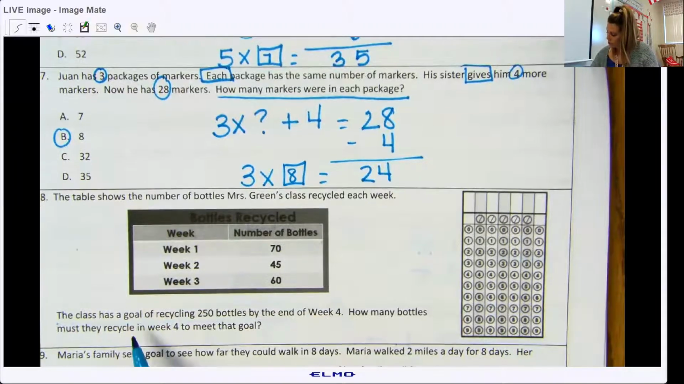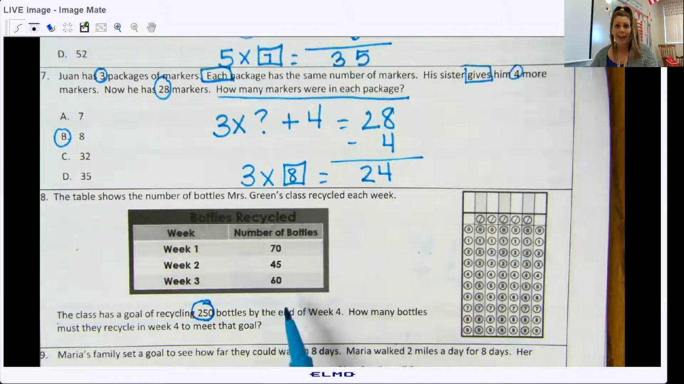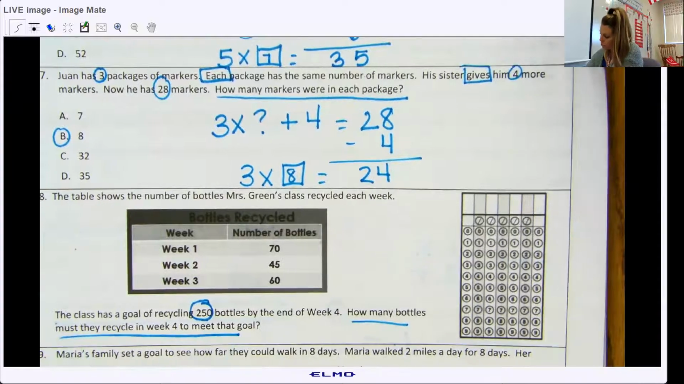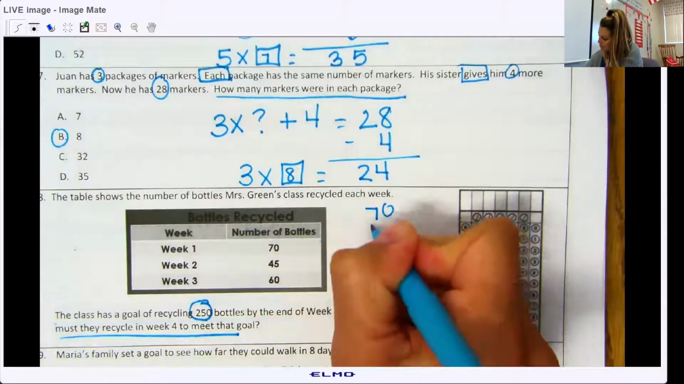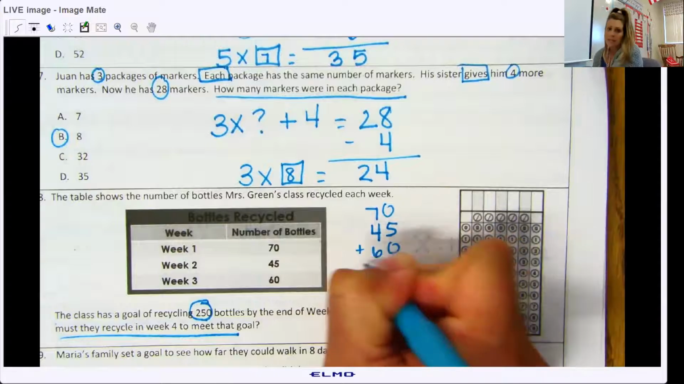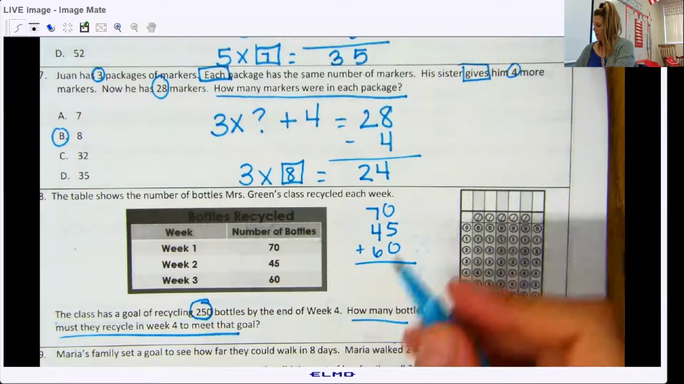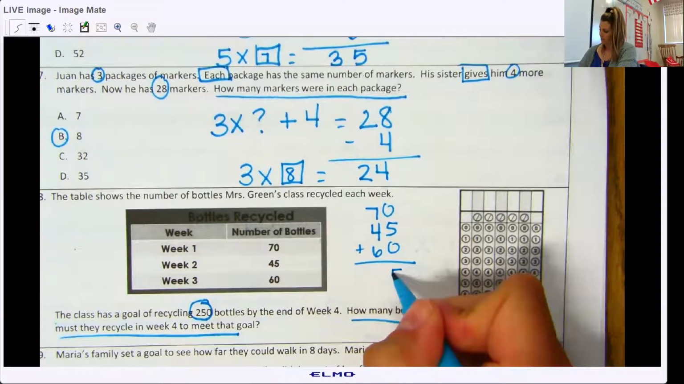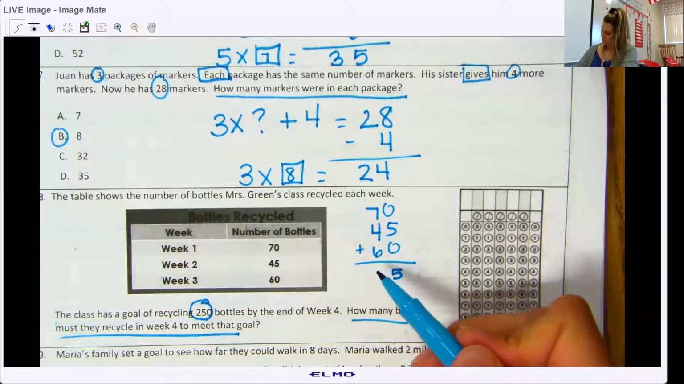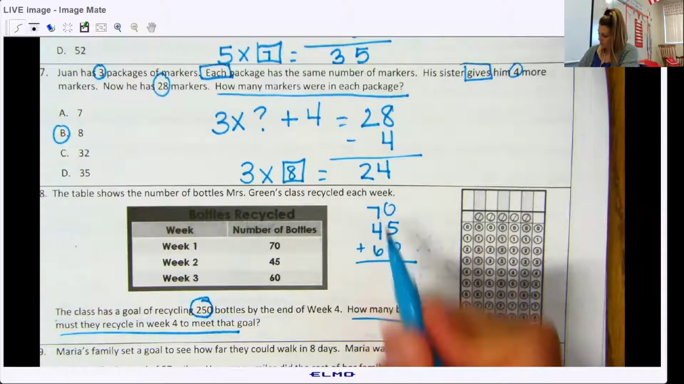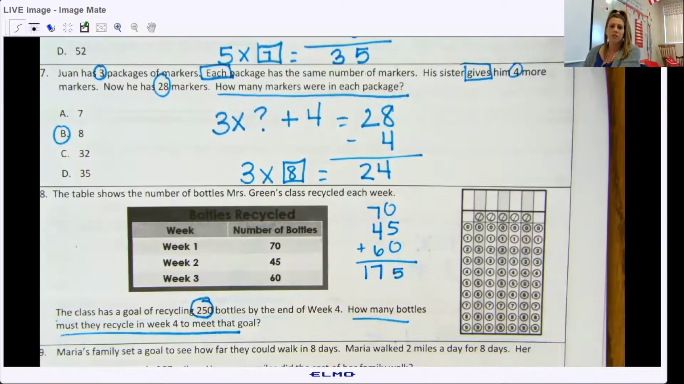All right, so we know the goal is 250, right? Well, we need to figure out where they're at. How many more do they need? How many bottles must they recycle in week 4? So we are adding 70 plus 45 plus 60. Is that what you did for step 1? I hope so. All right, so 5 plus 0 is 5. Then if we look over in our 10s, we've got 6 plus 4, which equals what? 10. And then we've got 7 plus 10. So together we have 175.